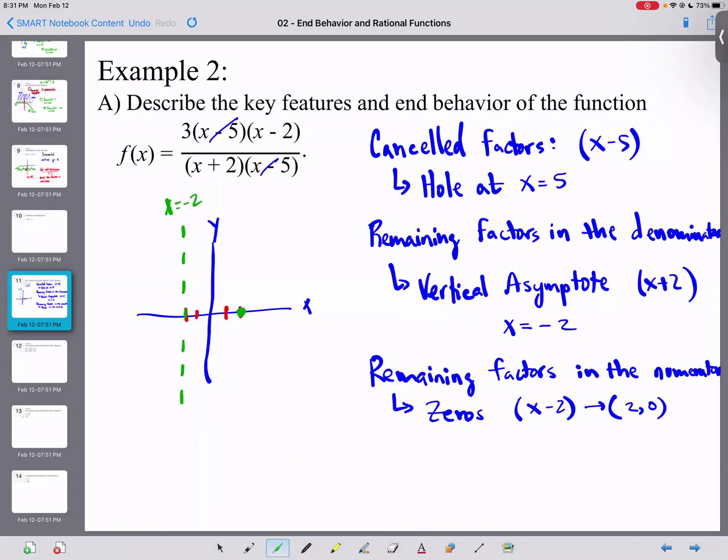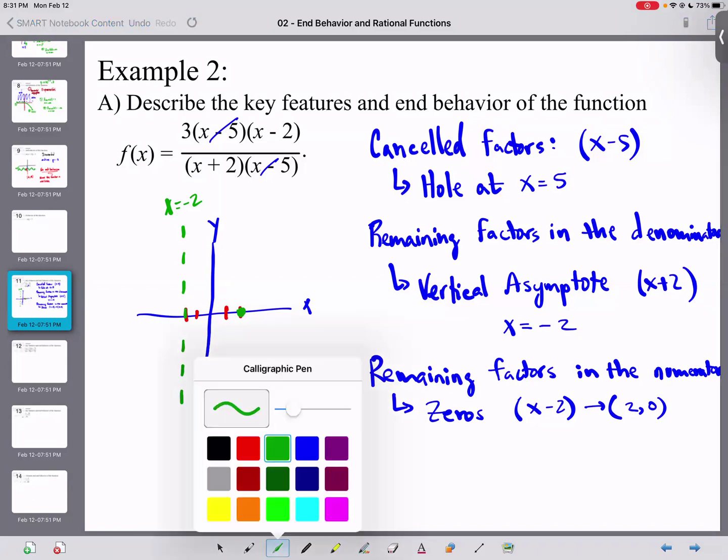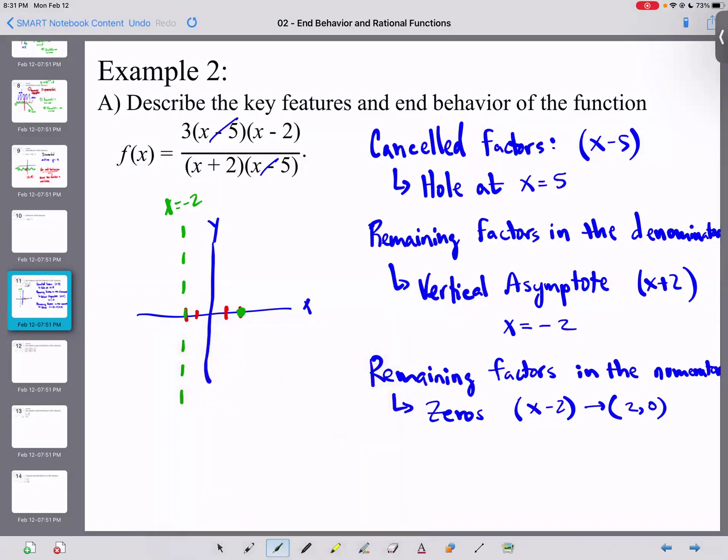And I'm going to have a hole at x equals 5. We haven't solved where exactly at 5, though. What I would need to do is plug 5 into the remaining equation. So my hole would be whatever is 3 times 5 minus 2, over 5 plus 2. That's where my hole is, the y value.